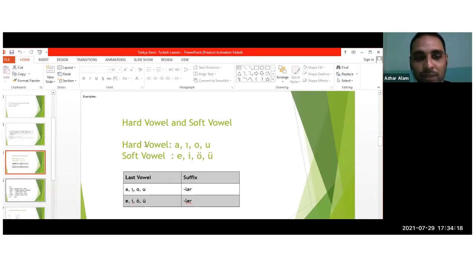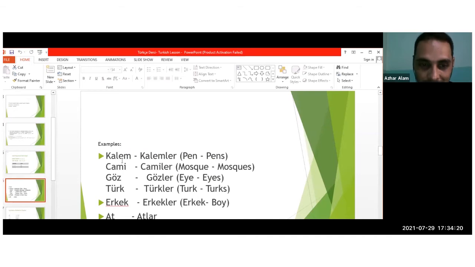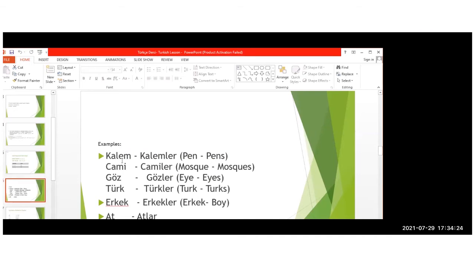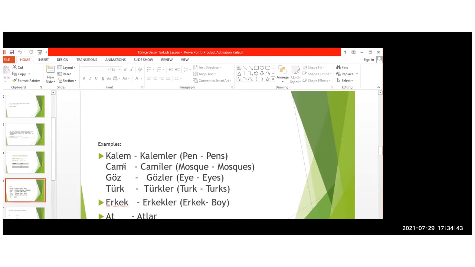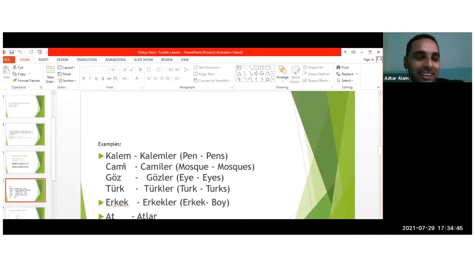Okay, so we have a word khalem. Khalem. The word is similar to kalam in Hindi. Now you have to spot. We have two vowels here. One is a, another is e. A is a hard vowel. E is a soft vowel. But it's ending with E, so we are giving it LER.